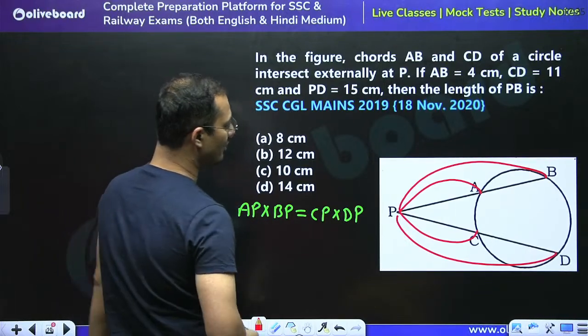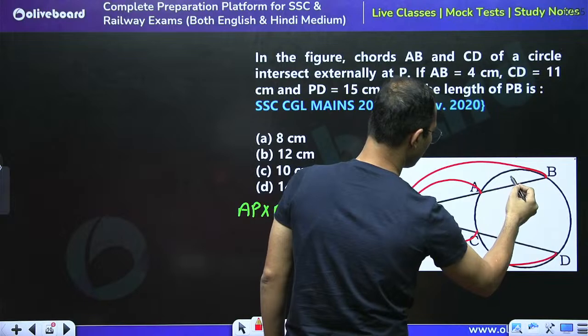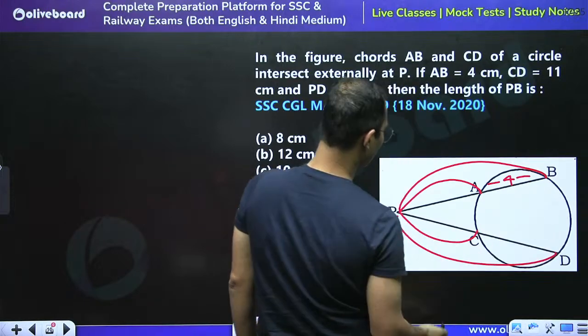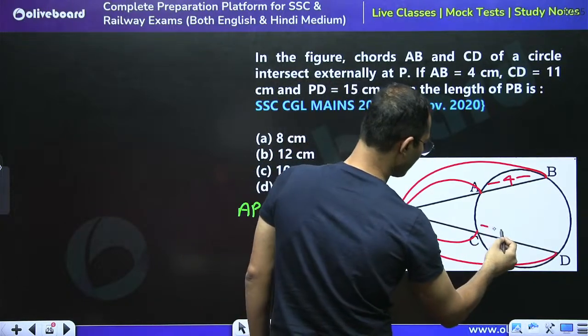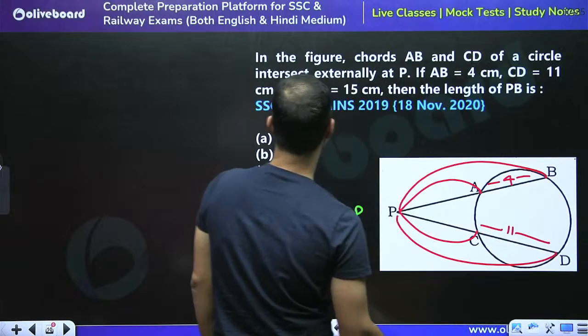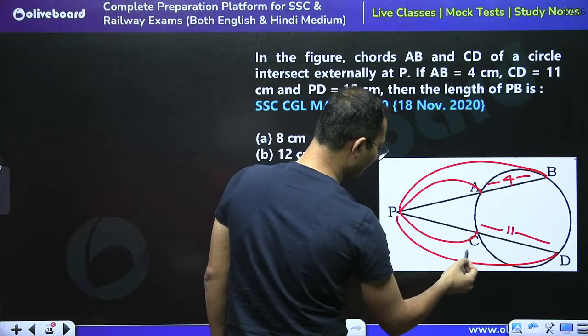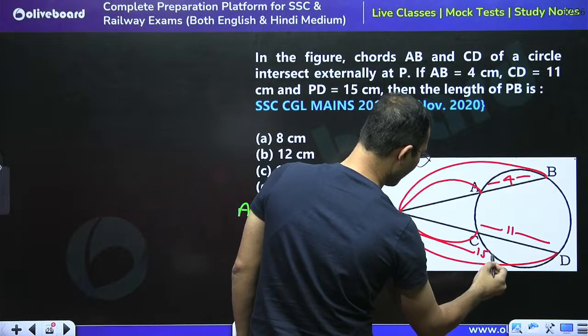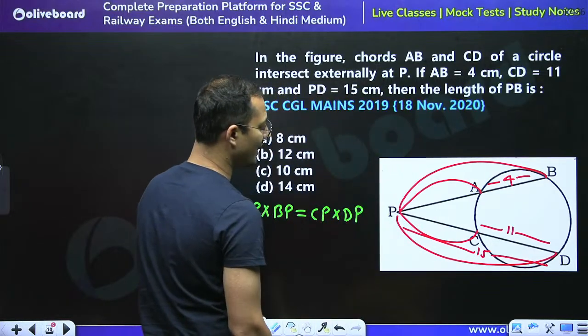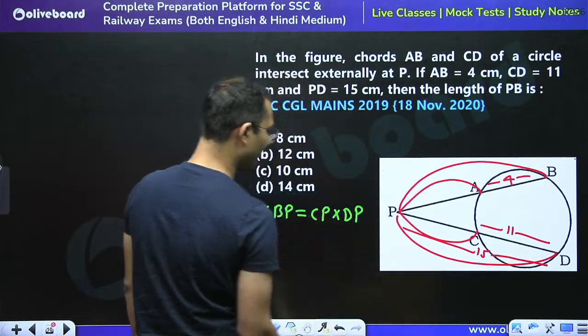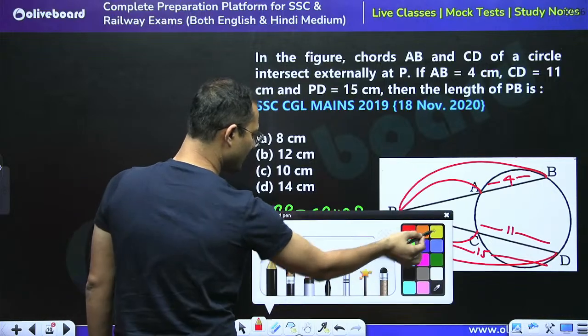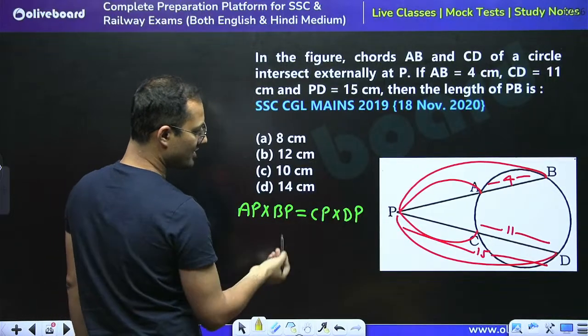If AB is equal to 4, CD is equal to 11, and PD is equal to 15, then find the length of PB. Just put the data in the result.